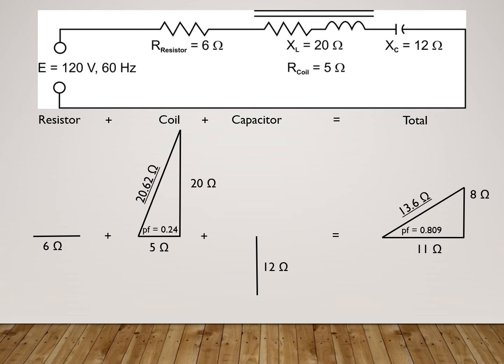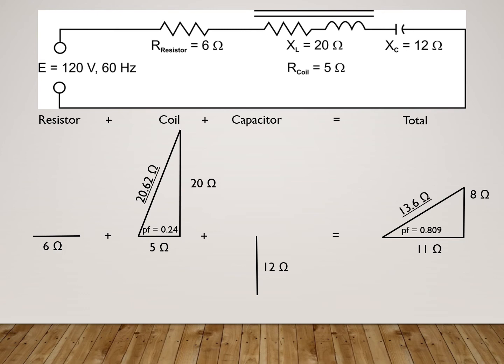Just like we did with our RL and our RC circuits, we can solve it the same way. We're going to start with our impedance triangle. Everything that's on the same plane, such as my resistances, all get added together. So my 6 ohm resistor gets added to the 5 ohms that I find inside my coil for resistance to give a total circuit resistance of 11 ohms.